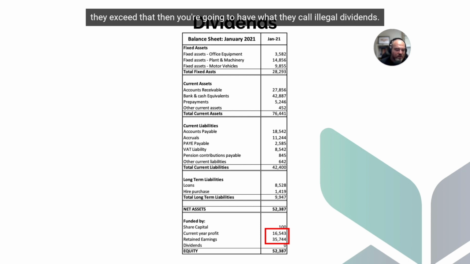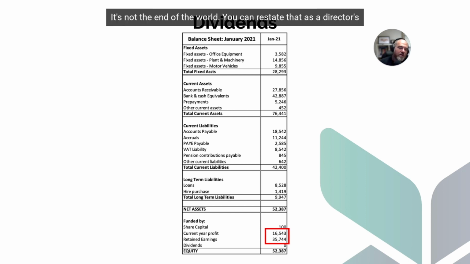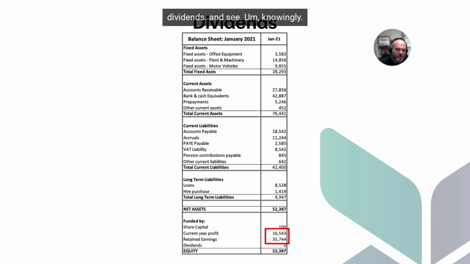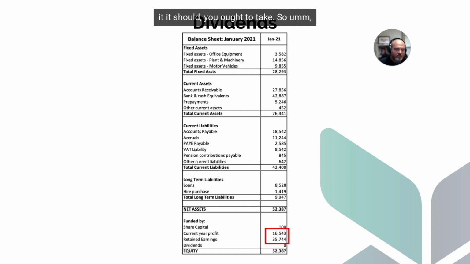call illegal dividends, which is where you've taken a distribution of profit out of the business that didn't have enough profit to distribute. So you need to be very careful with that. It's not the end of the world. You can restate that as a director's loan, but you need to be very careful and not overtake your dividends knowingly. But generally speaking, if you're the only shareholder in a business, whatever profit is made, once the tax is paid on it, it's yours to take.